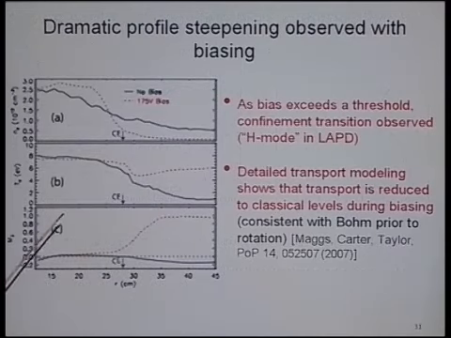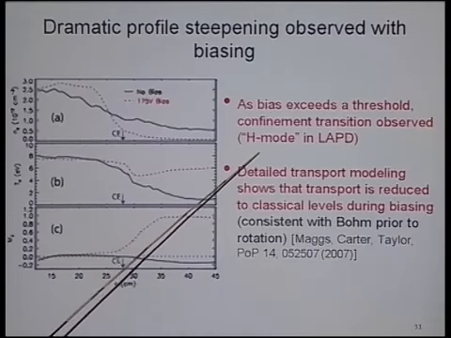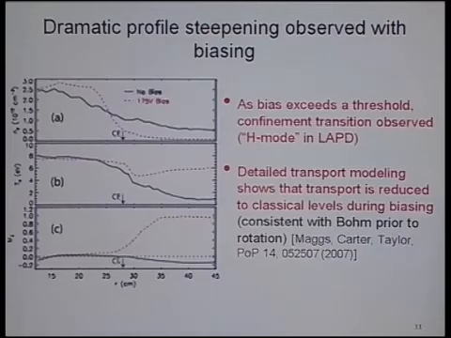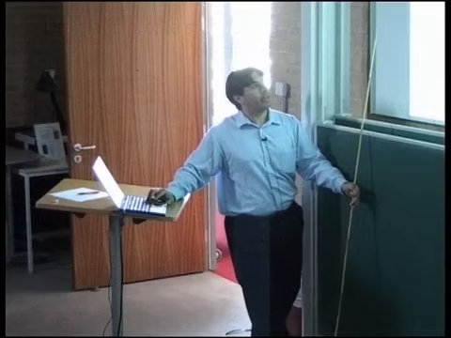One of the important results of doing this biasing is that you do see the presence of an H mode in LAPD. You can see the gradient tends to steepen around the cathode edge from the unbiased to the biased case, and the temperature also doesn't decrease. It drops a little bit, but then tends to stay high in the edge region rather than dropping to low values like in the unbiased case.